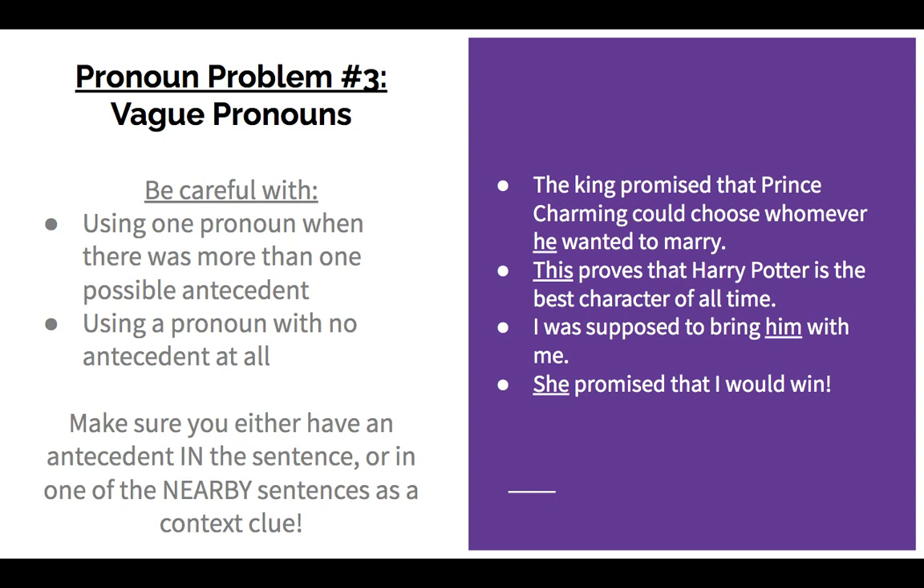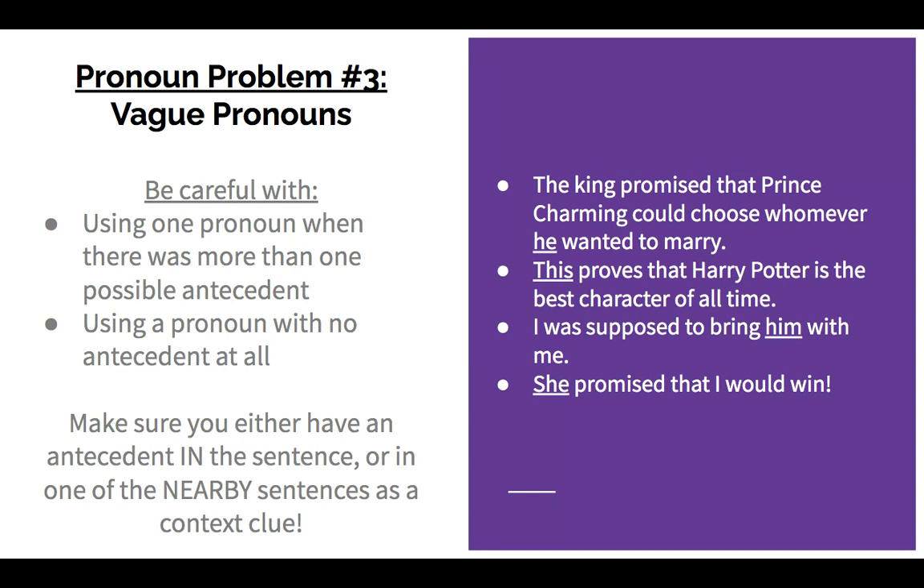So look at that second example. This proves that Harry Potter is the best character of all time. What proves? You need to make sure that either in this sentence or in the sentences before it, you were having some sort of a claim as to why Harry Potter is the best character of all time.